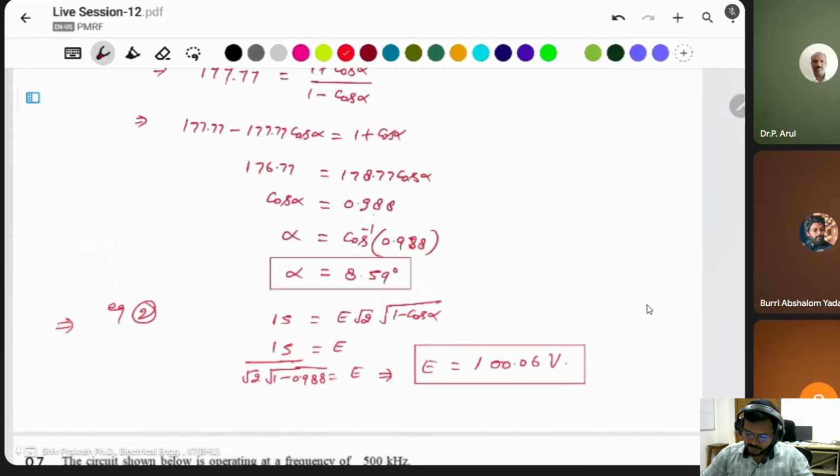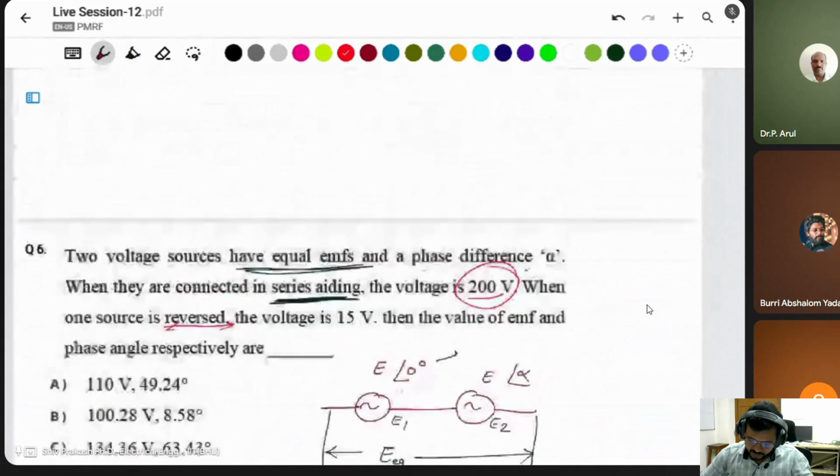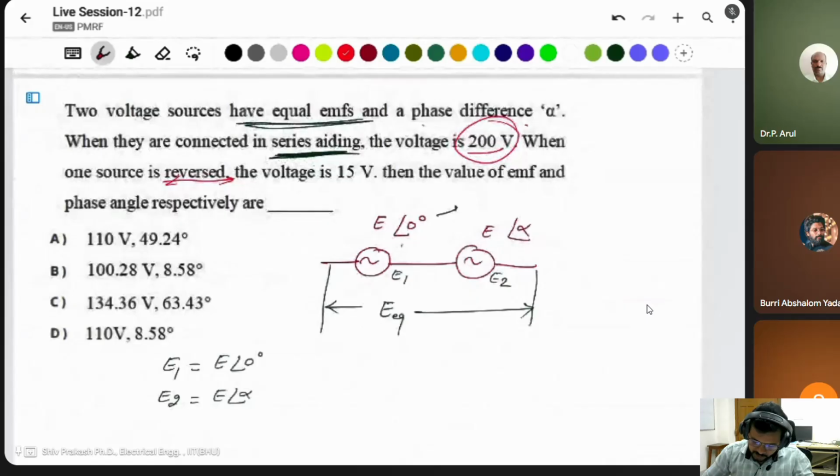Okay. In the given options, this will be 100 volt, 8.58 degree. This one. Option B is correct. Okay.